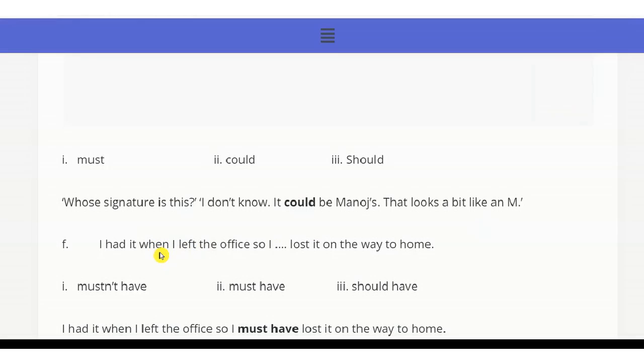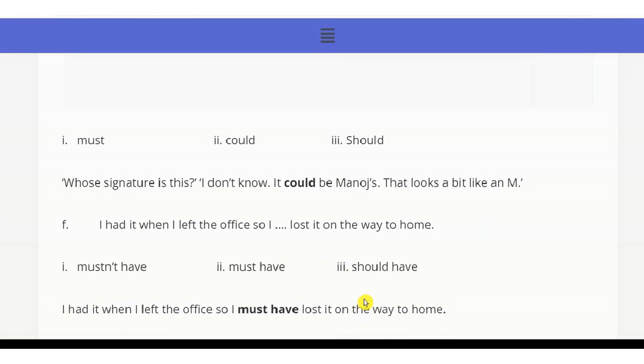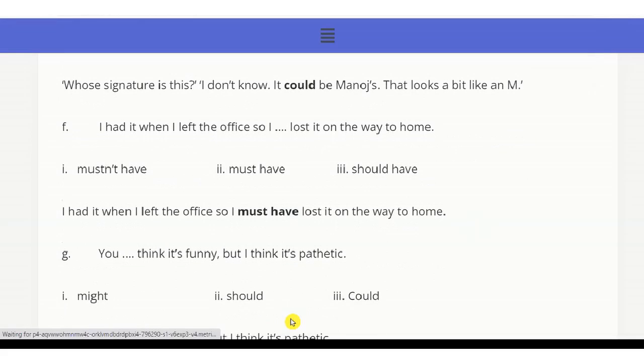Number F. I had it when I left the office. So I lost it on the way home. The options are must have, should have. I had it with me when I left the office, but when I reached home I don't have it, so I must have lost it on the way. So with must have, you can speak with 100% certainty.